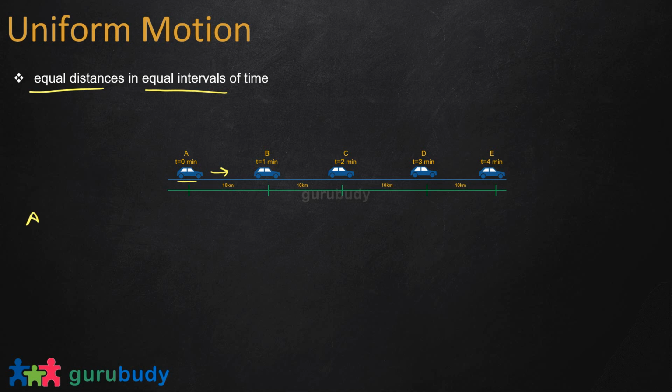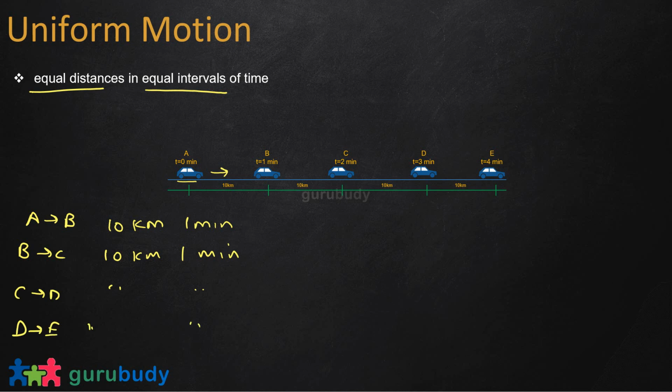As it goes from A to B, it travels 10 kilometers in 1 minute. Similarly, it goes from B to C, it travels 10 kilometers in 1 minute, and then C to D, the same thing, and then D to E is the same again. As you can see in this motion, the car is traveling equal distance in equal intervals of time. So this type of motion is called uniform motion.